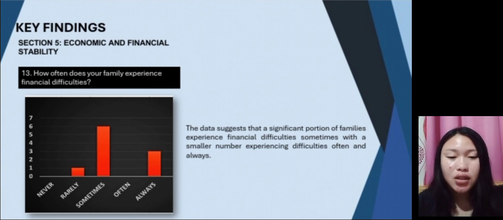So, next, in section 5, number 13, how often does your family experience financial difficulties? Based on the result of our survey, the data suggests that a significant portion of families experience financial difficulties sometimes, with a smaller number experiencing difficulties often and always.